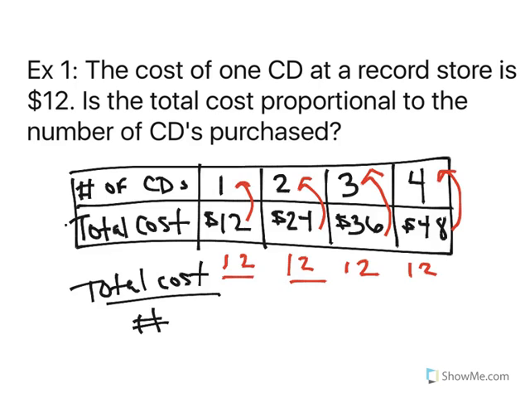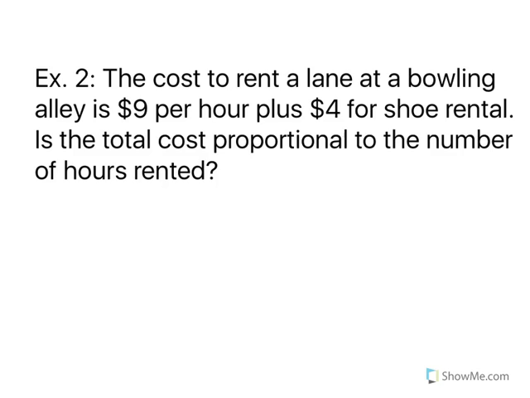Because we have the pattern of 12 each time, we can say that the total cost is proportional to the number of CDs purchased, because there's a relationship. For every CD you buy, it goes up $12. So this is a proportional relationship, and you would say yes. And you're proving it by using that chart. Not only do you have to tell me yes or no, but you have to prove it using the chart.